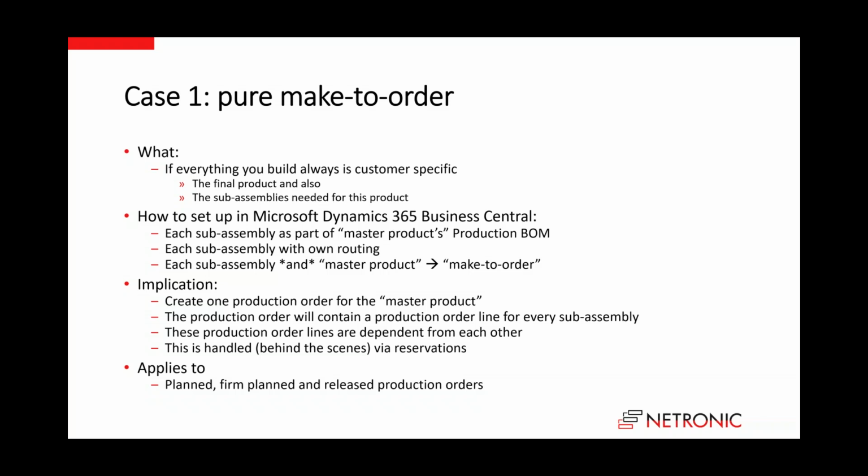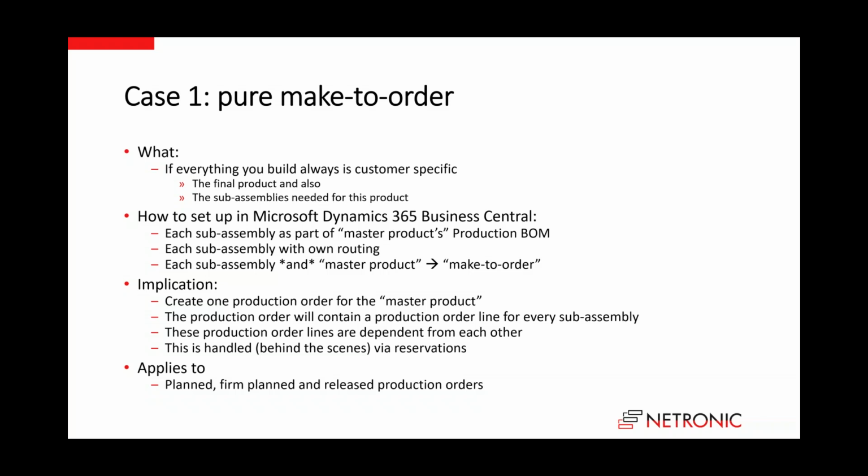So you set up each, or you bring in each sub-assembly that you have, you make it part of, I call it the production BOM of the master product. So if you produce a certain item, then make sure that every sub-assembly you need is part of the production BOM of this master product. And we look at this in Business Central in a couple of minutes.